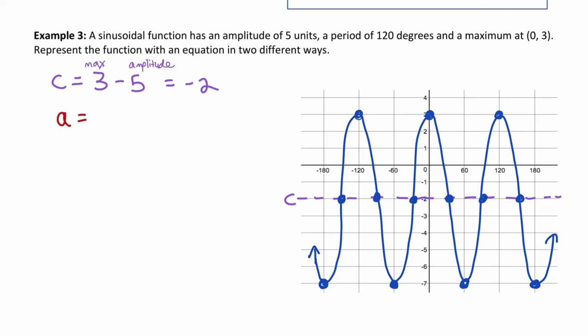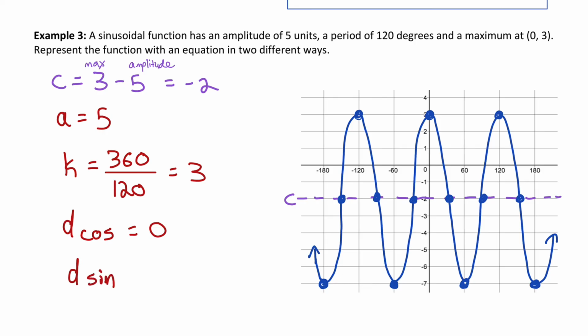A, the question gives us. It says the amplitude is 5. K, 360 divided by the period of the function, which the question states is 120 degrees. So 360 divided by 120, our k value is 3. And then the d value for cosine would be the x-coordinate of a max, which I see the x-coordinate of that point is 0. And the d value for sine is the x-coordinate of a rising midline. The x-coordinate of this point, it appears, is going to be negative 30, halfway between negative 60 and 0. So the d value for sine is negative 30.